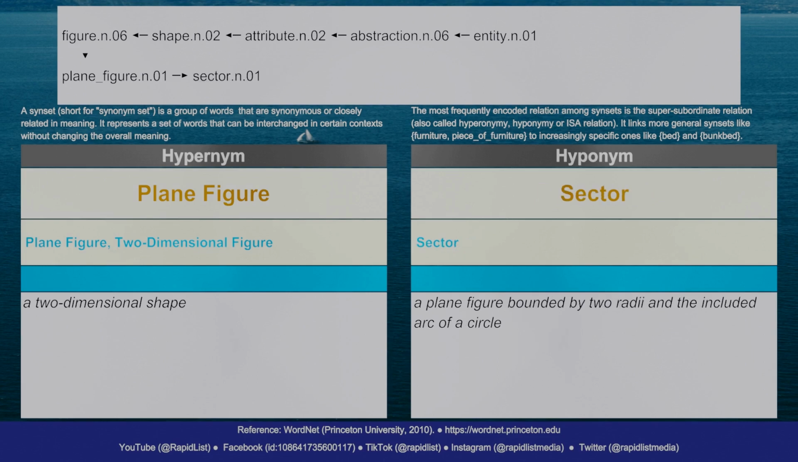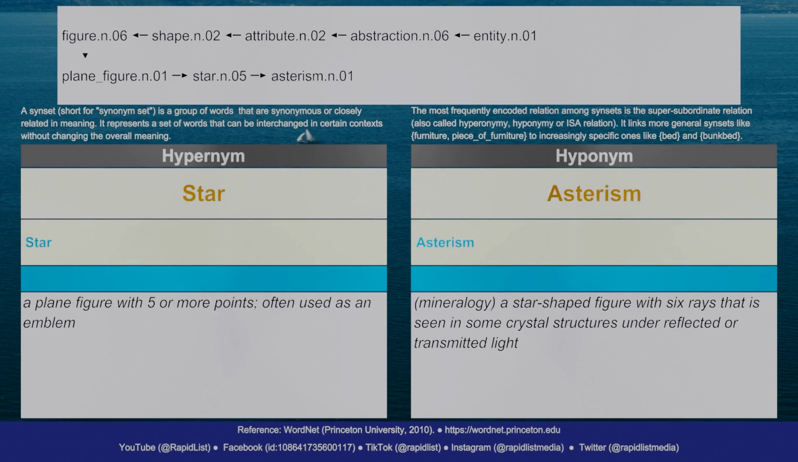Sector. A plane figure bounded by two radii and the included arc of a circle. Semicircle. A plane figure with the shape of half a circle. Star. A plane figure with 5 or more points, often used as an emblem. Asterism. Mineralogy, a star-shaped figure with 6 rays that is seen in some crystal structures under reflected or transmitted light.